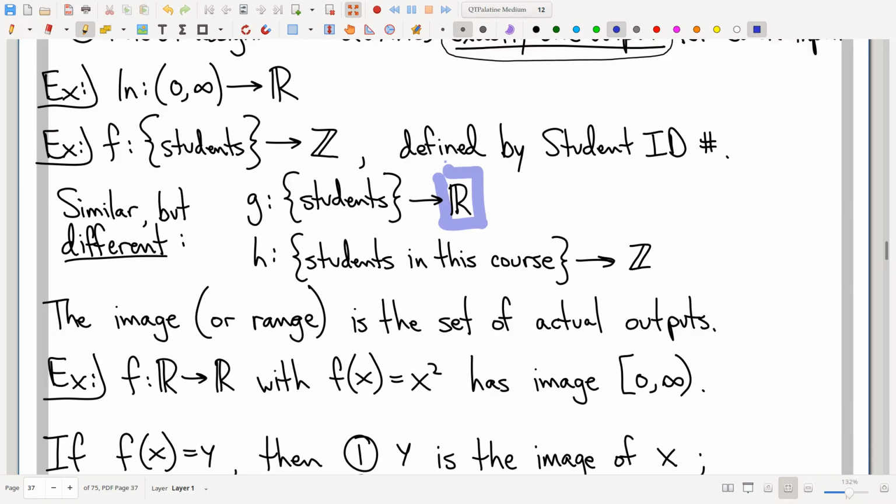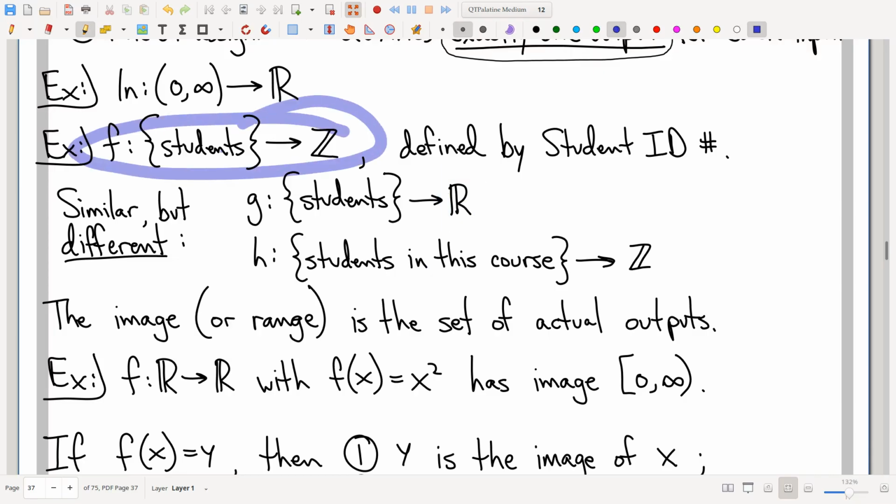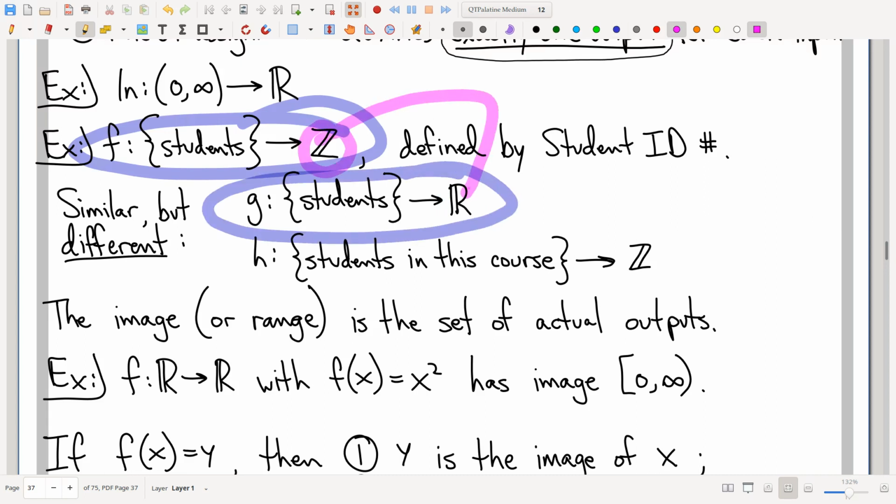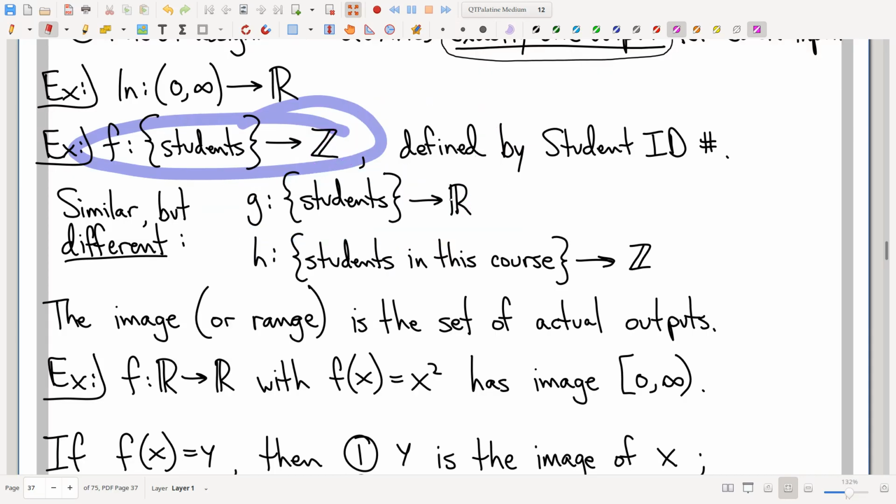Now keep in mind, the point here is that these are different functions because they have different targets, and the target is part of the definition of what the function is. It may seem fussy, but I'll show you why this matters in just a minute here.